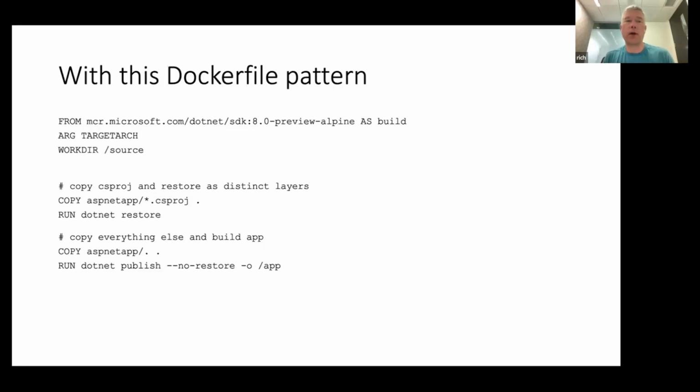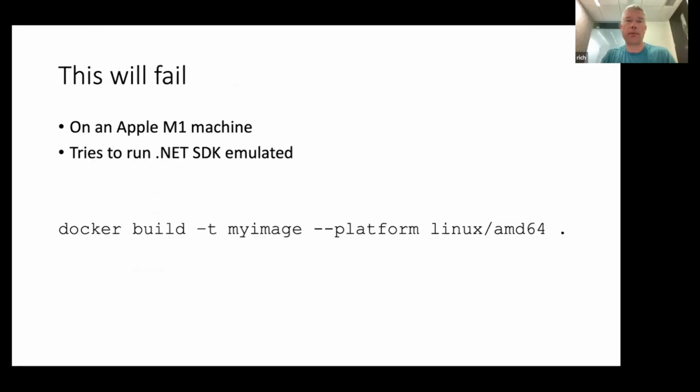With this Dockerfile pattern, actually that second line shouldn't be there, although it doesn't change anything. This is just the normal pattern, and this will fail. On an Apple M1 machine, if you specify --platform, this will fail. What you will observe is that .NET restore, because that's usually the first bit of .NET code that you run, will just hang, and it basically will never return, which is certainly bad.